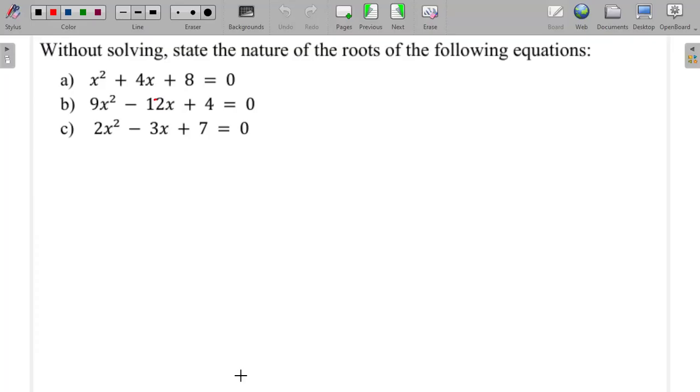All right, so welcome to this video. Today we'll be looking at how to determine the nature of a quadratic function. Okay, so we have this question here to help us understand the concept. They're saying, without solving, state the nature of roots of the following equations.